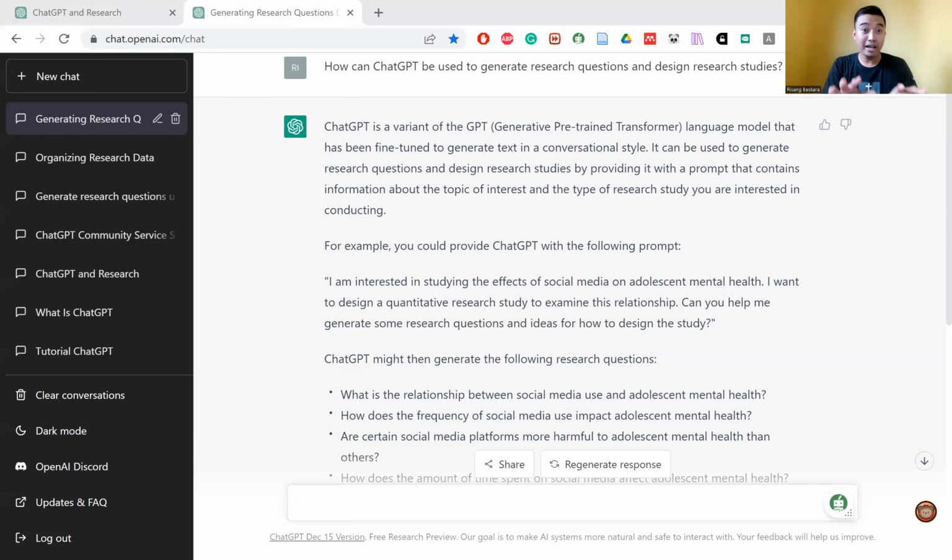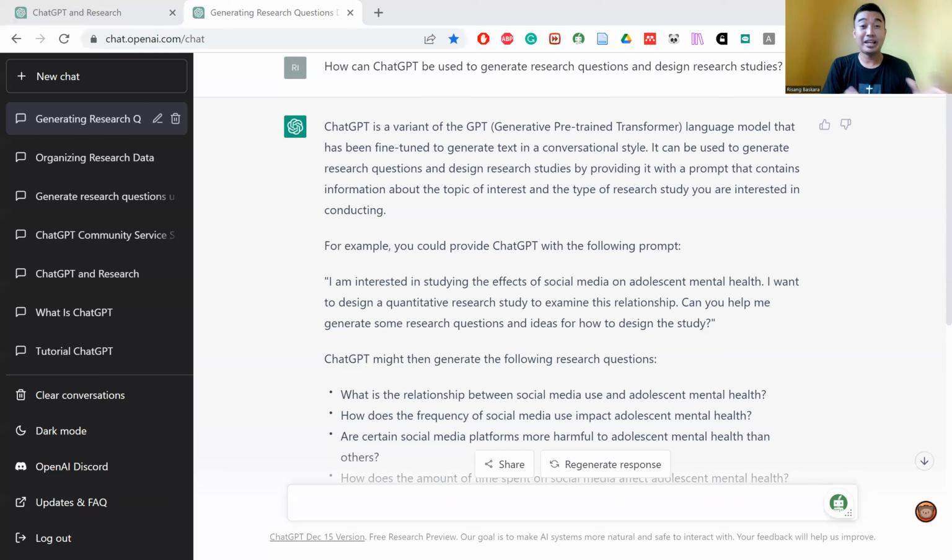Then you might also use ChatGPT to generate ideas for research methods and study design by typing in a prompt such as I am interested in studying the effectiveness of different teaching strategies. Can you suggest some research methods and study design based on this topic? Then ChatGPT might give you several suggestions on the design or approach that you might want to use to answer the question in your research project.